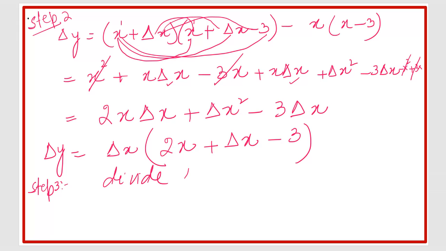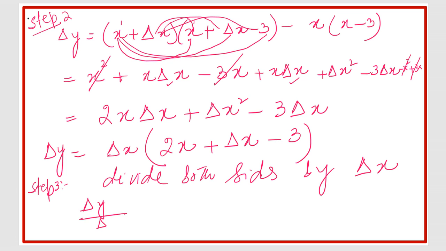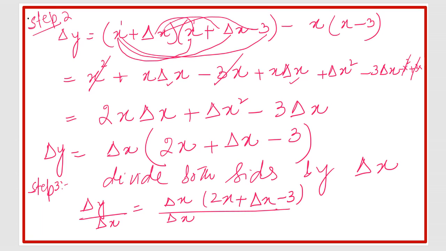In the third step, step number 3, what you have to do? Divide both sides by delta x. Both sides means both sides of the equation. So it will be delta y over delta x, which is equal to delta x over delta x into 2x plus delta x minus 3. Right, so this will cancel each other. What is remaining? Delta y over delta x is equal to 2x plus delta x minus 3.